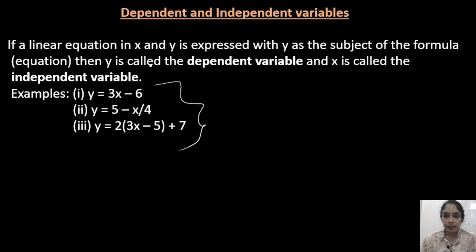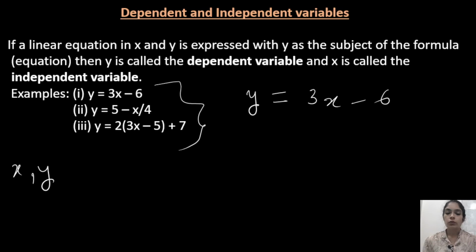So dependent and independent variables. I have given equations here. Earlier also I've explained, wherever you see this sign of equality, that is an equation. Here three equations I have taken and the equations are in two variables. Each of the three equations is in two variables. Variables means x and y. We have to understand which one is dependent and which one is independent.